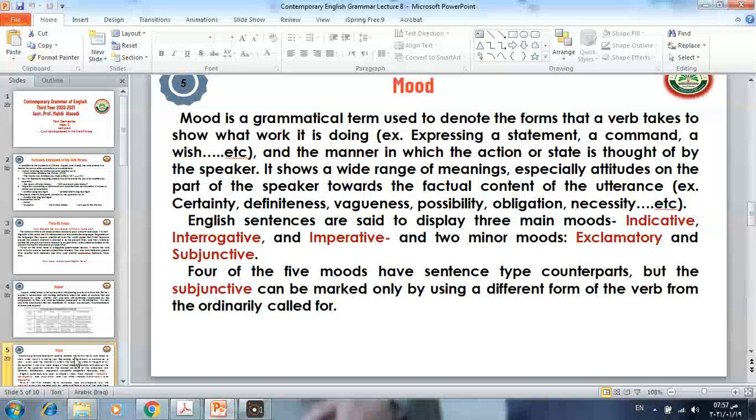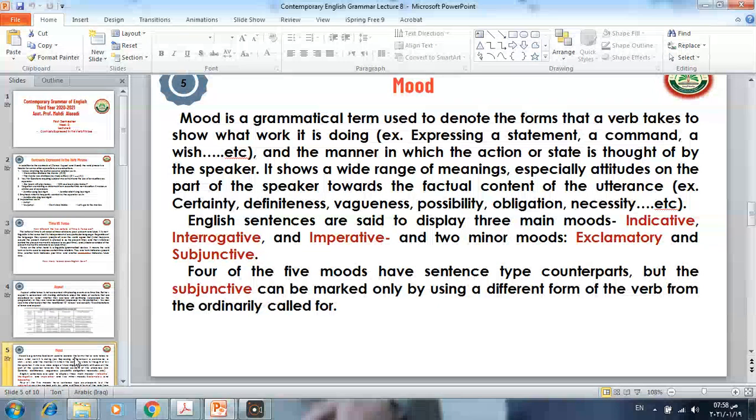Mood is also concerned with the manner in which the action or the state is thought of by the speaker. How does the speaker think about the action or the state? It shows a wide range of meanings, especially attitudes on the part of a speaker towards the factual content of the utterance. So mood helps us to see the manner in which the action or the state is thought of by the speaker.